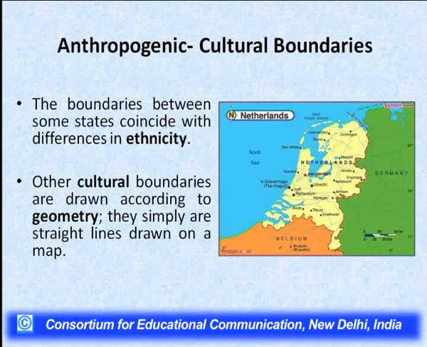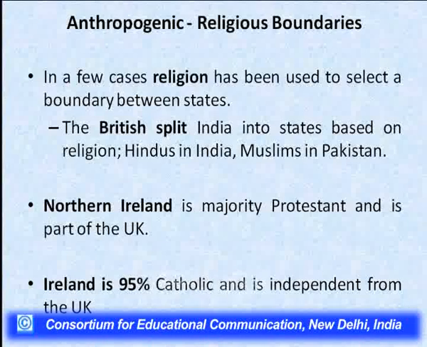The anthropogenic cultural boundaries are also between some states that coincide with differences in ethnicity, like in Germany and the Netherlands regions. The other cultural boundaries are drawn on the basis of different geometrical patterns, and they may simply be straight lines devised on a map.